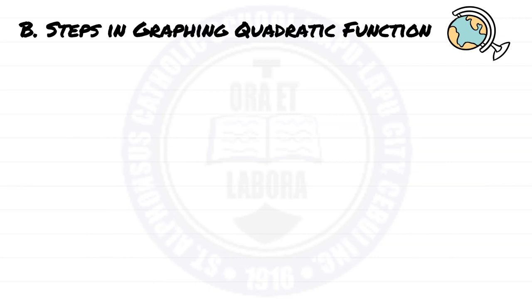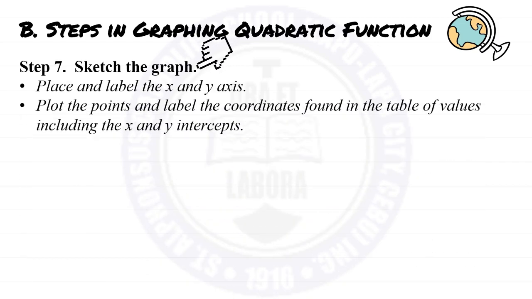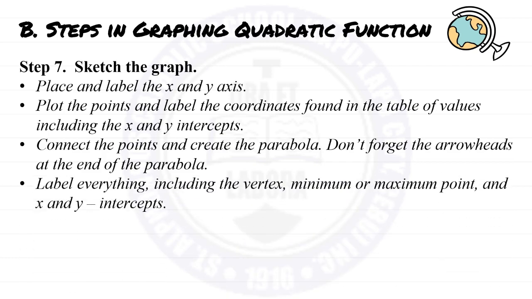Sketch the graph. Place and label the x and y axis. Plot the points and label the coordinates found in the table of values, including the x and y intercepts. Connect the points and create the parabola. Don't forget the arrowheads at the end of the parabola. Label everything, including the vertex, minimum or maximum point, and x and y intercepts.